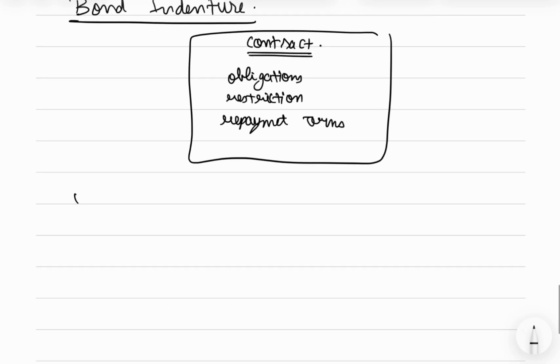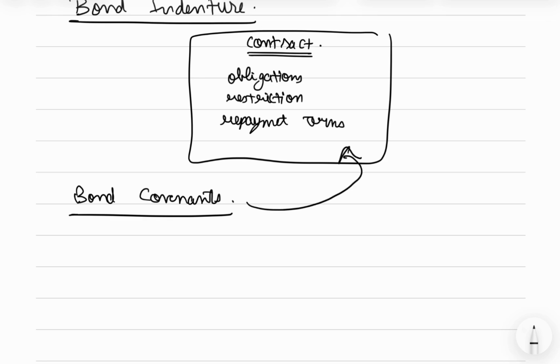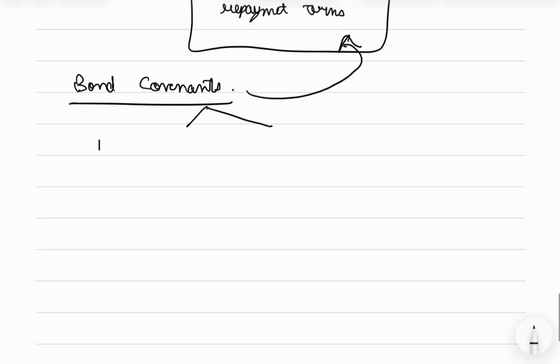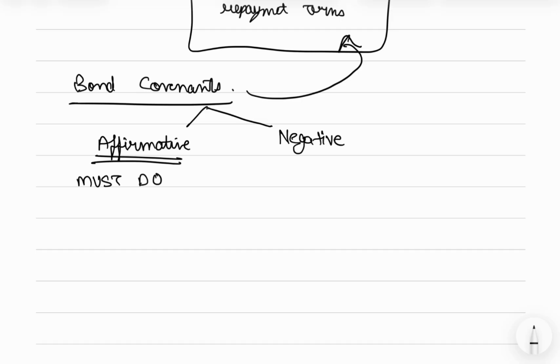We also have something known as bond covenants. The bond covenants are the actions the issuer must follow, or some restrictions, written in the bond indenture. So these bond covenants are written in the bond indenture itself. These are of two types. One is affirmative covenant and the other one is negative covenant. Affirmative covenants are the ones that are a must do. We cannot skip them. These are the actions the issuer must follow.